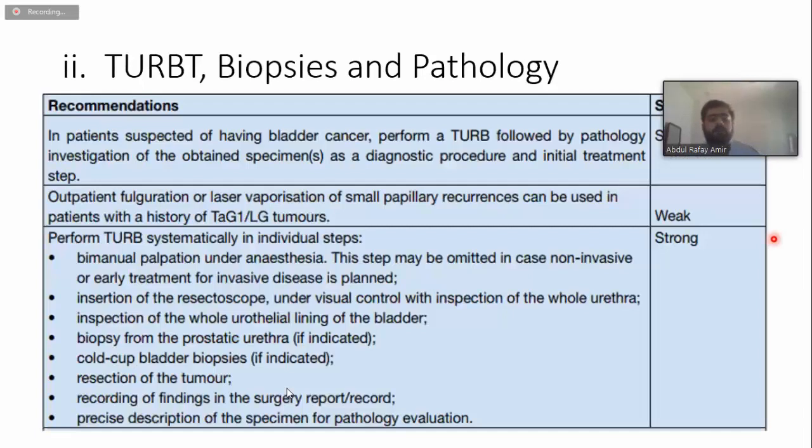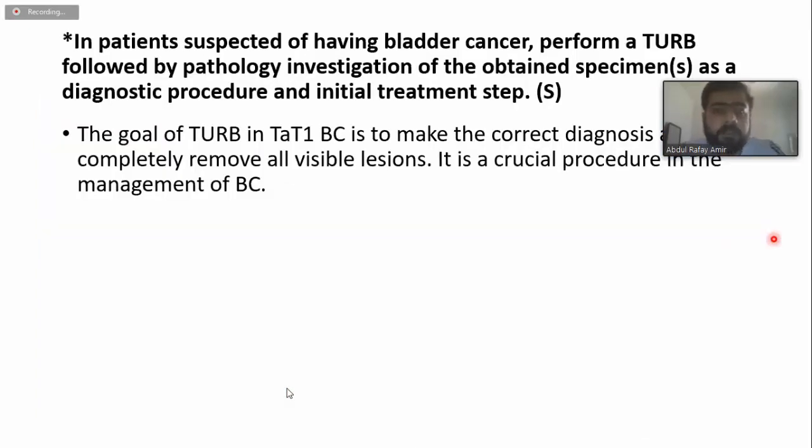Now on the topic of TURBT, biopsies, and pathology. These are the recommendations, and we'll explain them one by one in the following slides. In patients suspected of having bladder cancer, perform a TURBT followed by pathological investigation of the obtained specimen as the diagnostic procedure and initial treatment. So the goal of TURBT in the non-muscle invasive category is to provide a correct diagnosis and complete removal of all visible lesions. It is a crucial procedure in the management of bladder cancers.